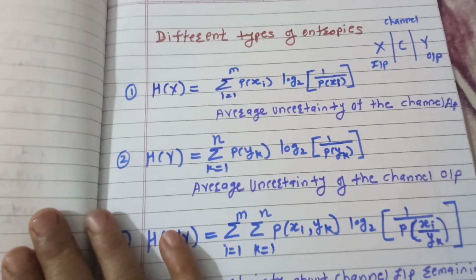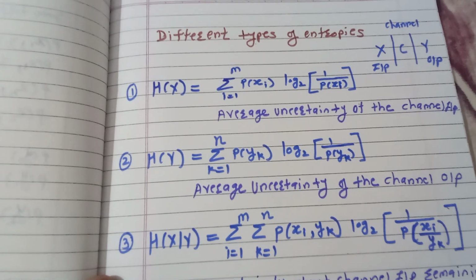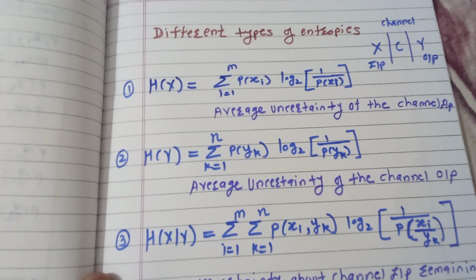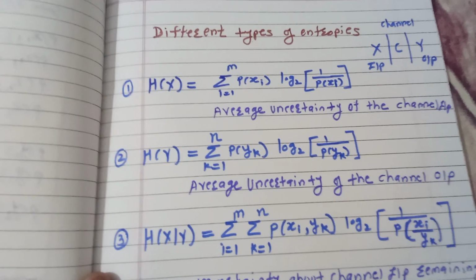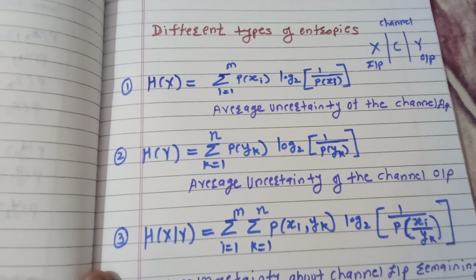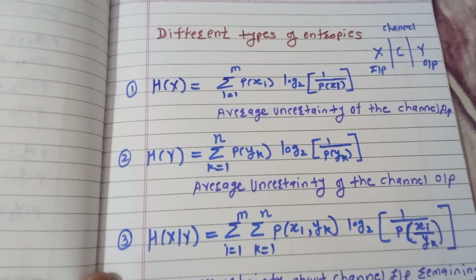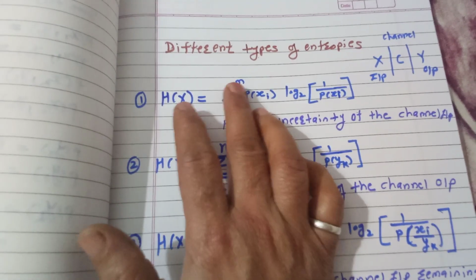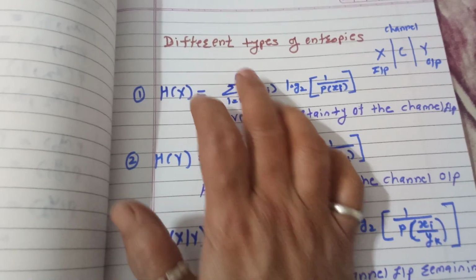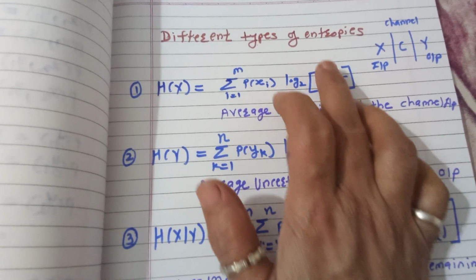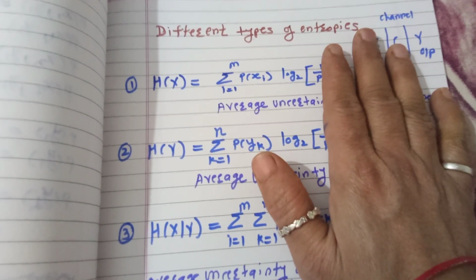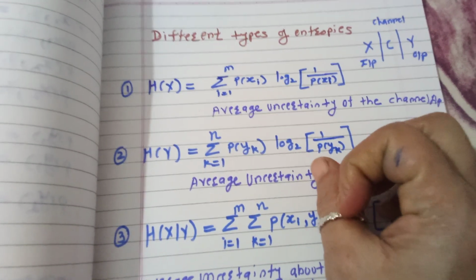We have already seen what is entropy. It is the average information, or information is also called uncertainty. That was discussed in the first video of this chapter. So H(X), the formula is summation i equal to 1 to m p(xi) log2 of 1 by p(xi). So this is the input. It contains different types of symbols.